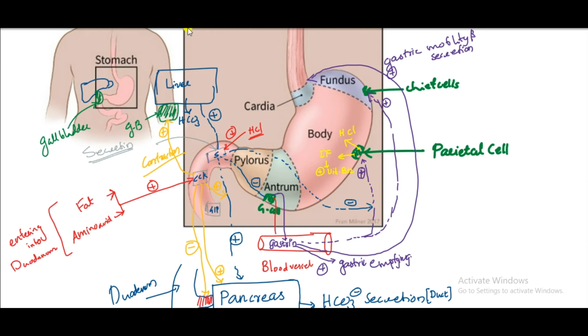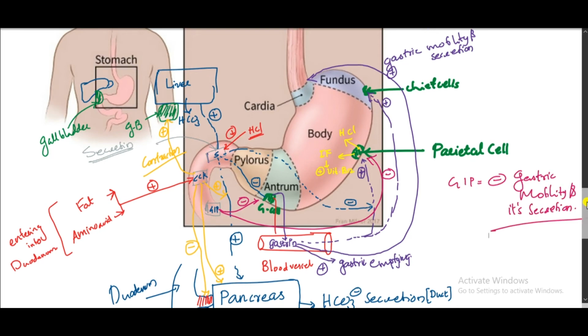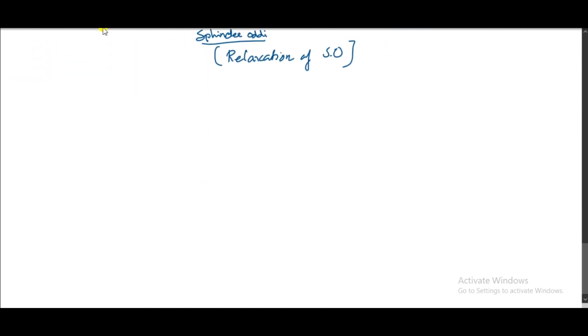And GIP is gastric inhibitory peptide, and it has a negative effect on parietal cells and the G cells. It has a negative effect on the gastric motility and its secretion. We can say it in a simple way.